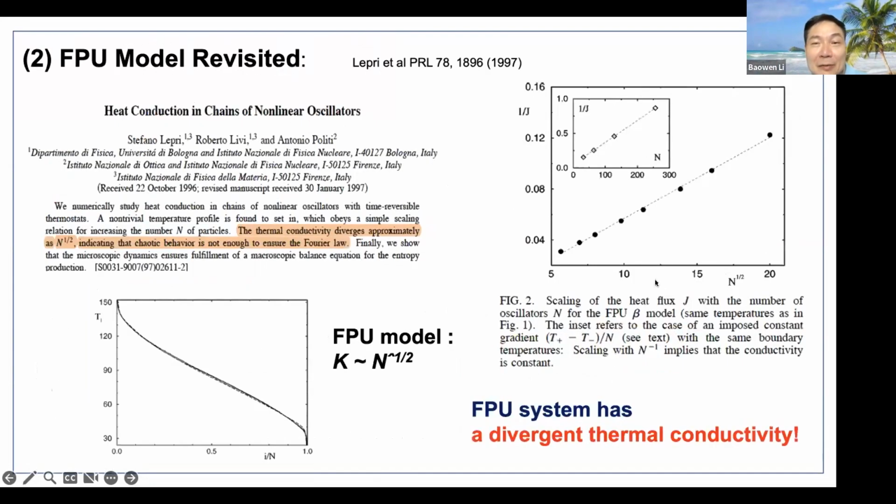That changed in 1997, when Lepri and two colleagues restudied this problem and drew the thermal conductivity versus N. Here they drew a linear line, which means kappa versus N follows a power law. So this means the FPU model has a divergent thermal conductivity.